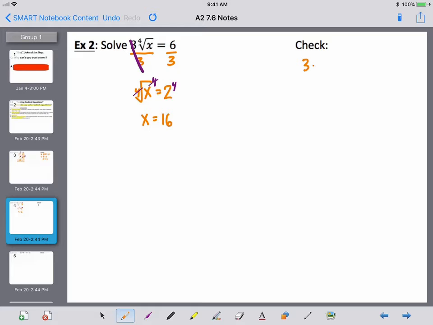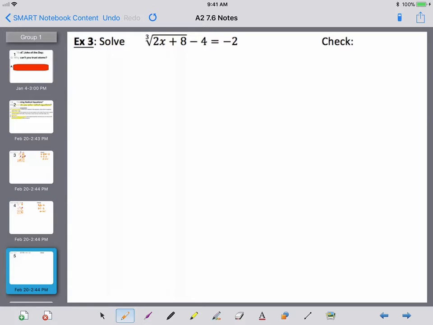So let's go ahead off to the side here, plug 16 into the original equation. We're trying to see if this really equals 6. So is 3 times the 4th root of 16, which is 2, really 6? Well, yeah, 3 times 2 is 6. So 16 is our answer.